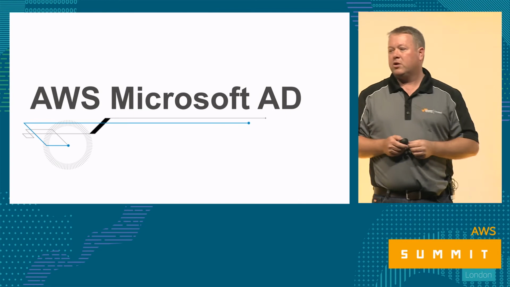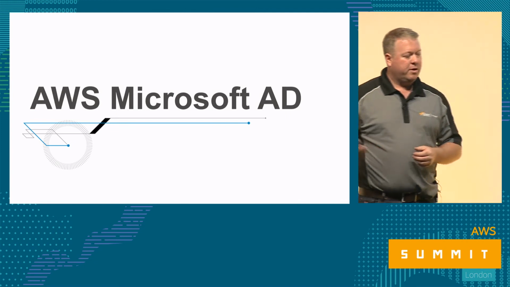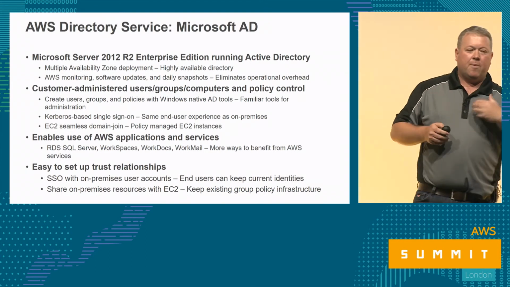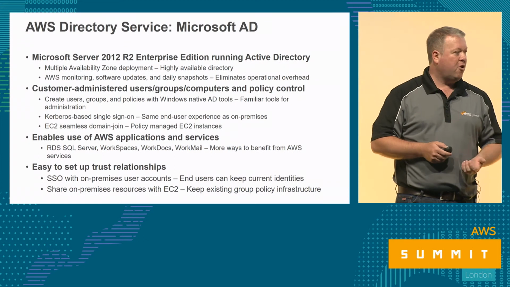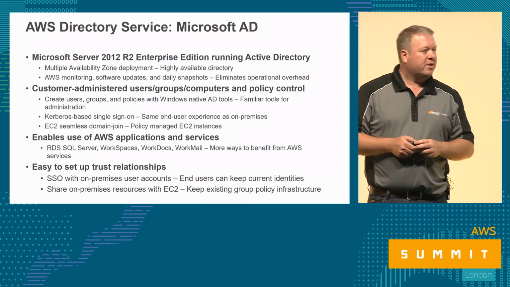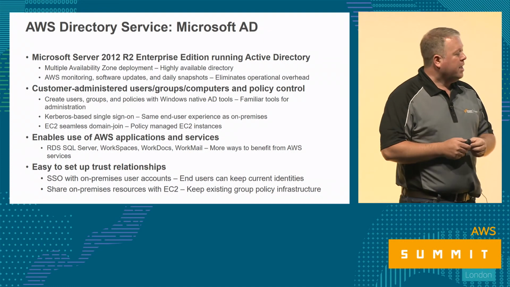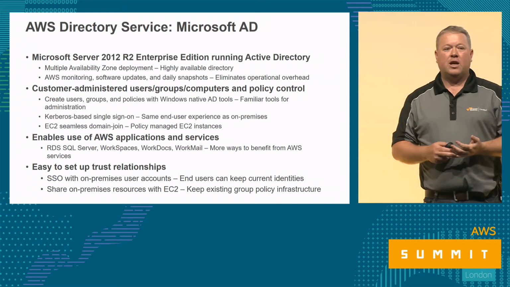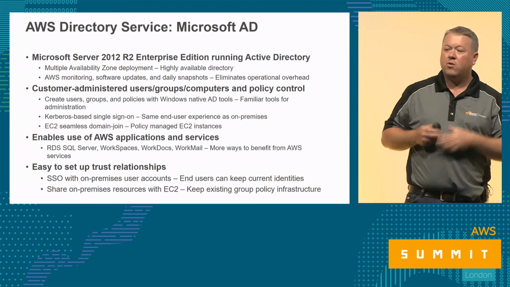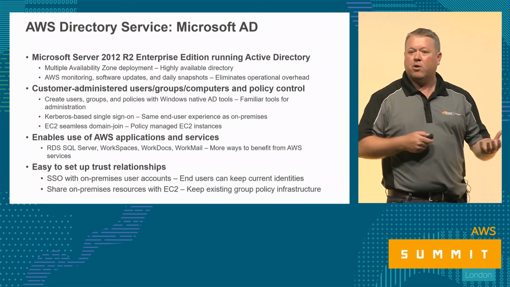So that's a good segue onto Microsoft AD. Let's talk about what this really is and how it works for you. There's quite a lot on here, so I won't go through each thing, but ultimately, Microsoft AD is Microsoft Server 2012 R2 Enterprise Edition running Active Directory. As I mentioned before, it's not a homegrown product that's utilizing Samba, for example. It is a true Microsoft Active Directory. AWS ensures that it's highly available. We monitor the platform, we ensure that software updates are done and that it's patched. Daily snapshots. All of these eliminate your operational overhead and allow you to concentrate on what's really important to you, the applications and the management of those applications.